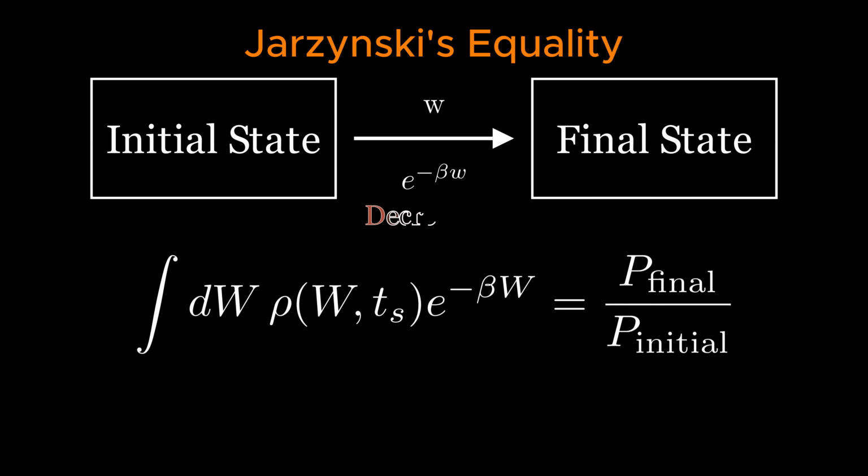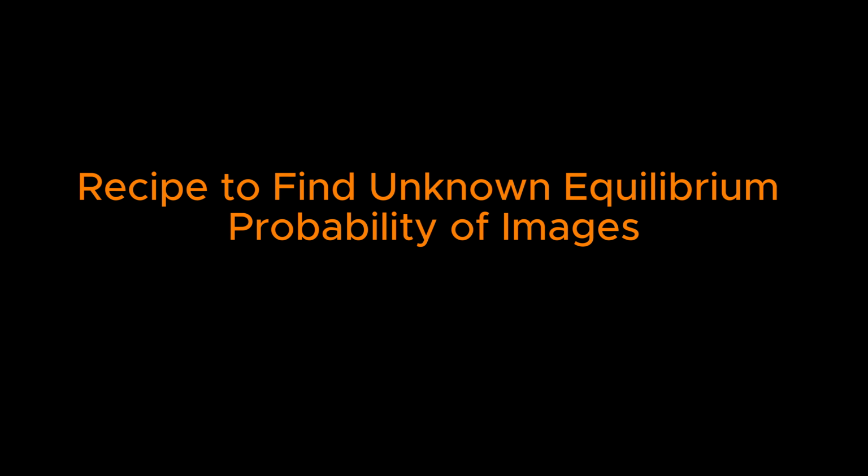The key idea is this: the ratio of probabilities between two equilibrium states can be expressed as an ensemble average over an exponential term involving work, where subscripts final and initial refer to the equilibrium probabilities of the final and initial states. W is the work done to move between these states, and beta is the inverse of temperature. Now, why does this matter?